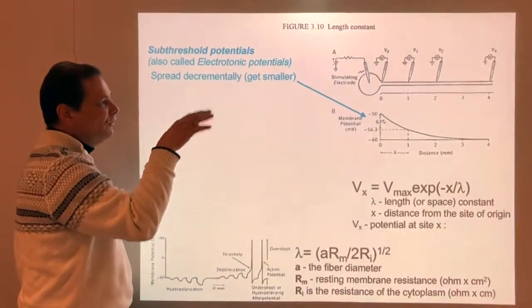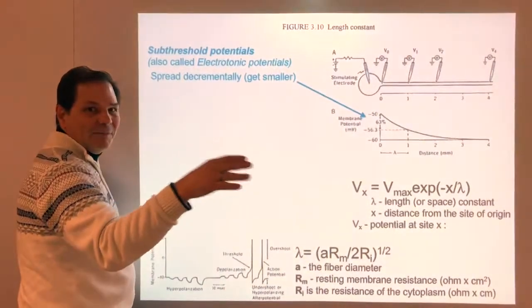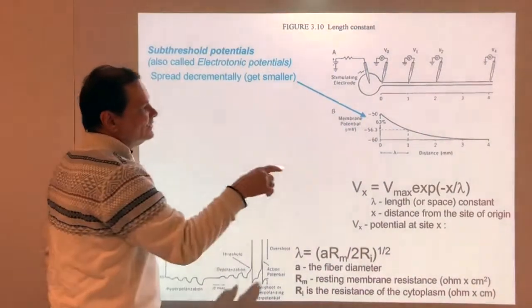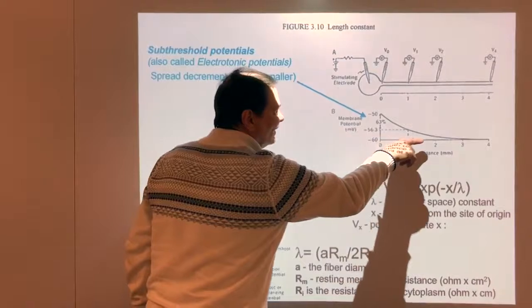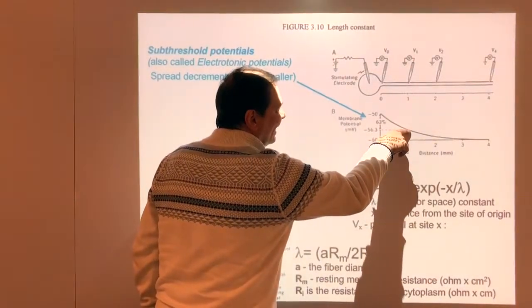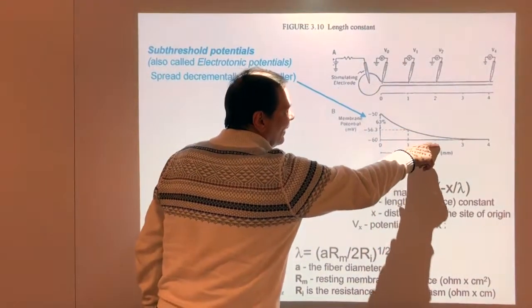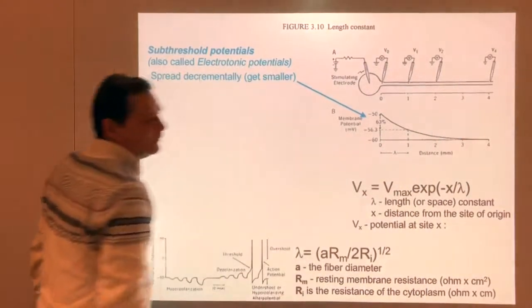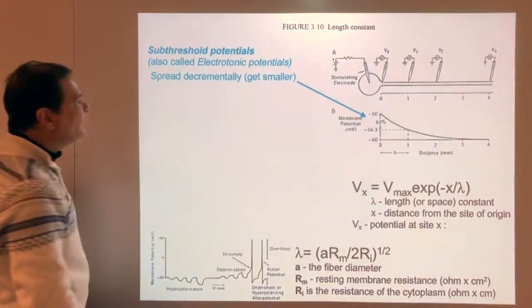So your action potential propagated a little bit, but as it propagated, because it's not a real action potential, because it's subthreshold potential, it decremented and the peak went down. So at 1, it was down to probably half of what it was at 0. At 2, it was even less than half of that. And then at 4, it was down to 0, okay?